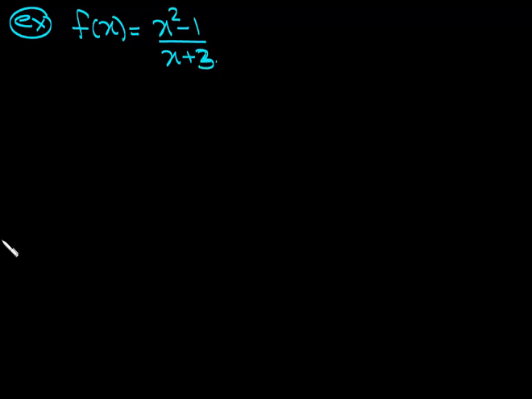Now, the first thing you do is try to simplify this. To simplify, you just factor. So this factors into x minus 1 and x plus 1, and this factors into x plus 3. Nothing cancels, so there's nothing I can do here. But if something did cancel, you want to cancel it out.